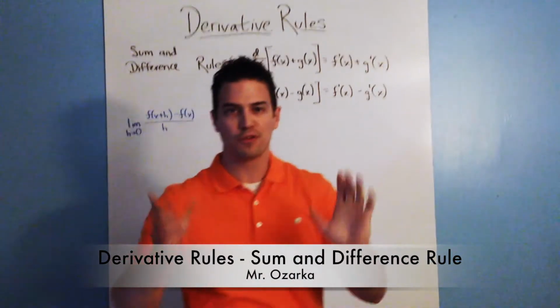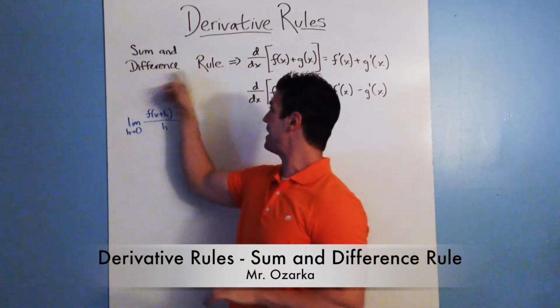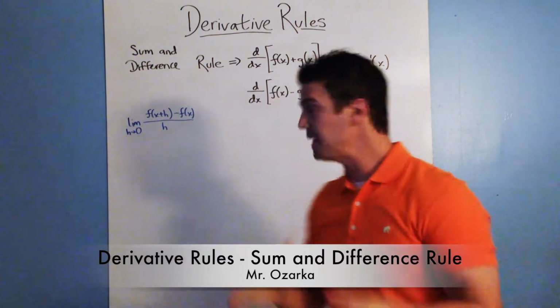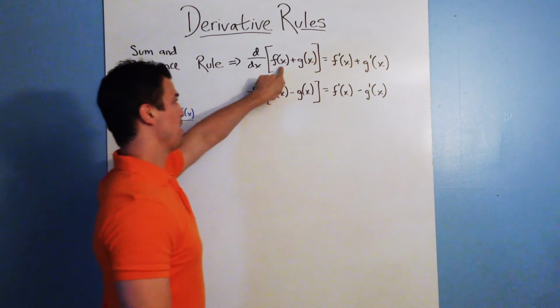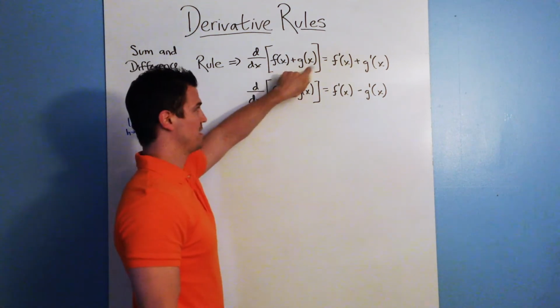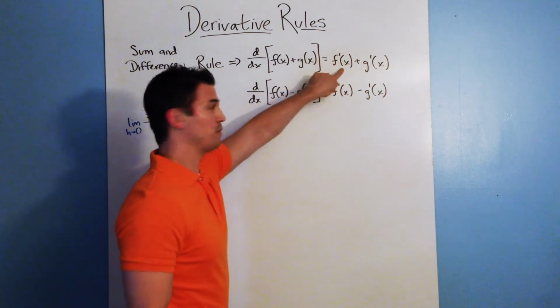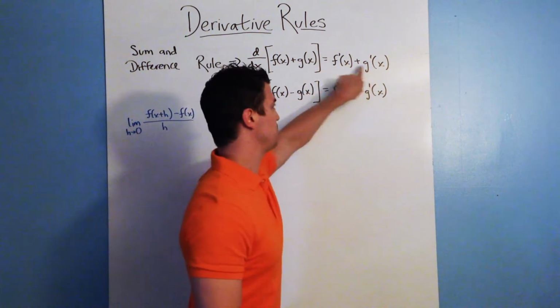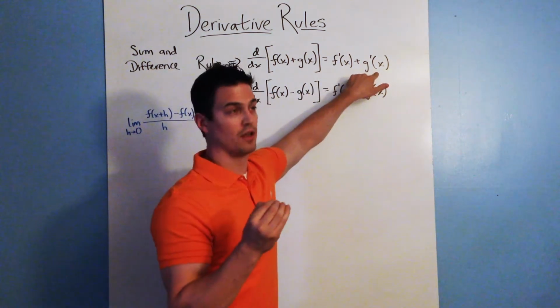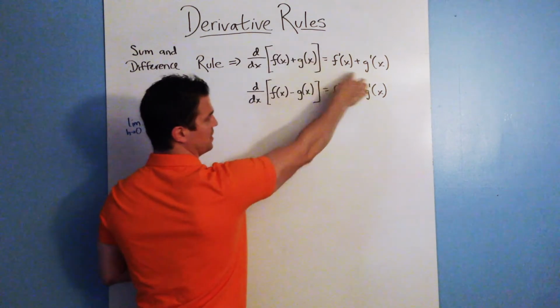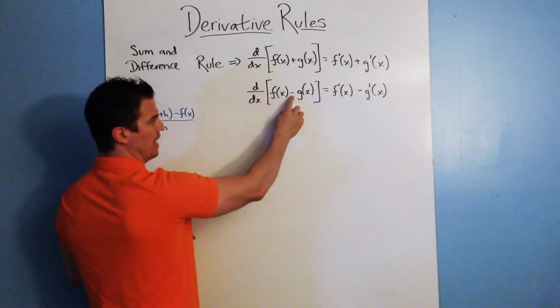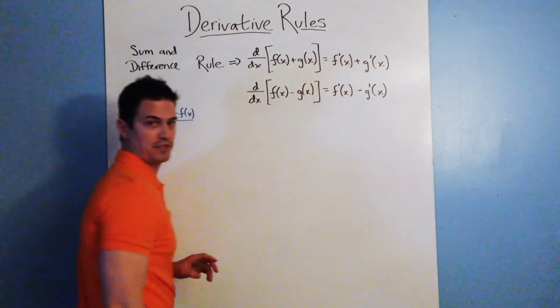Okay, so the next derivative rule that we're going to be going over is the sum and difference rule. Basically, what this means is if you take the derivative with respect to x of f of x plus g of x, then it's simply equal to the derivative of f of x plus the derivative of g of x. So you can almost distribute this derivative to each of these, and the same thing works with subtraction. The only thing that changes is the subtraction sign.